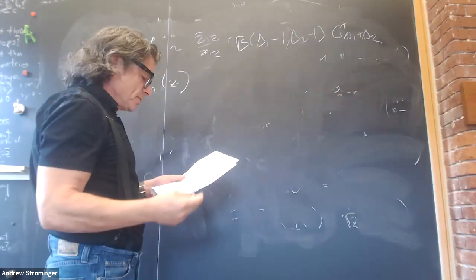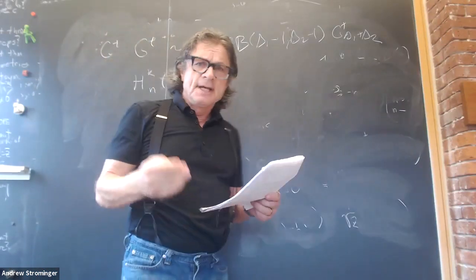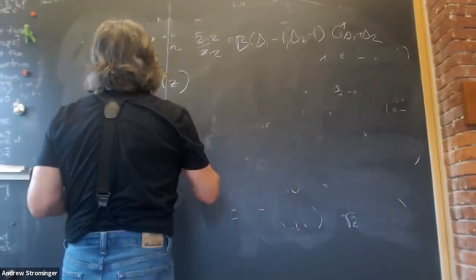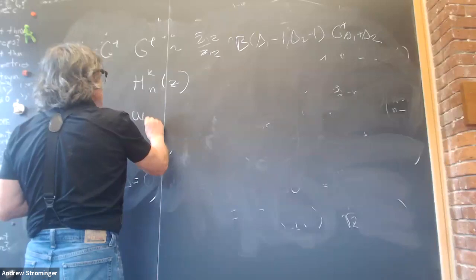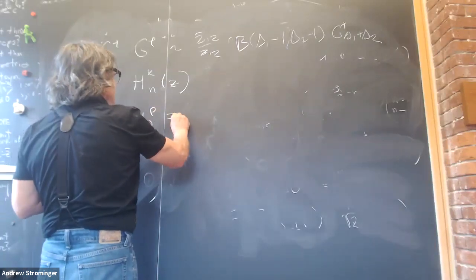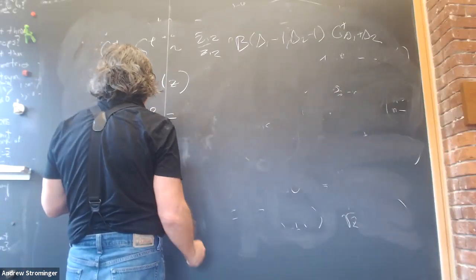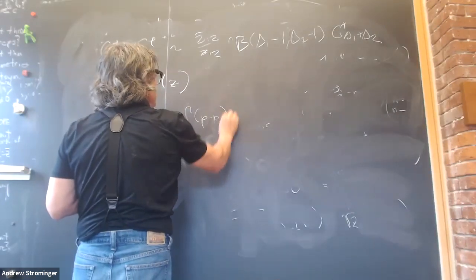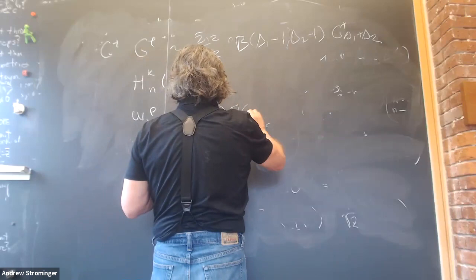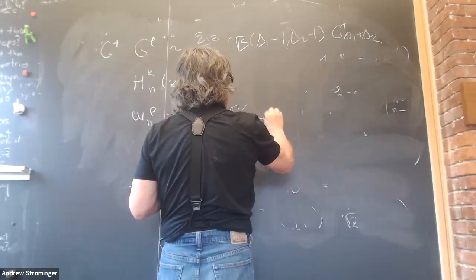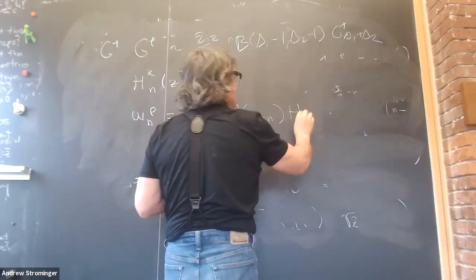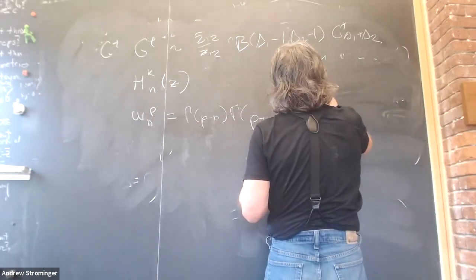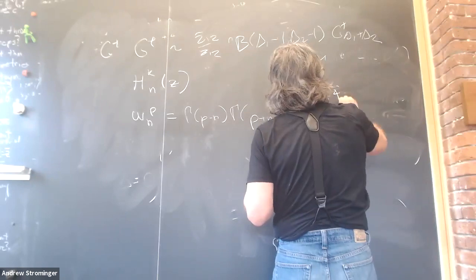And you can compute their algebra. It's an even longer expression. But then you can define w^p_n equal to gamma of p minus n, gamma of p plus n, H, and this is a little weird, minus 2p plus 4.